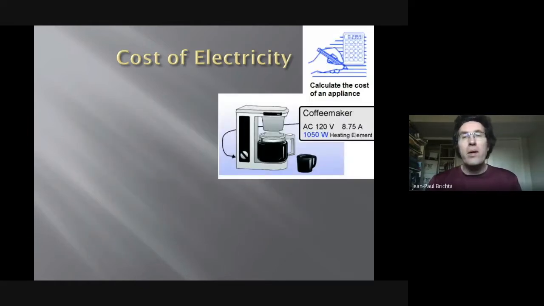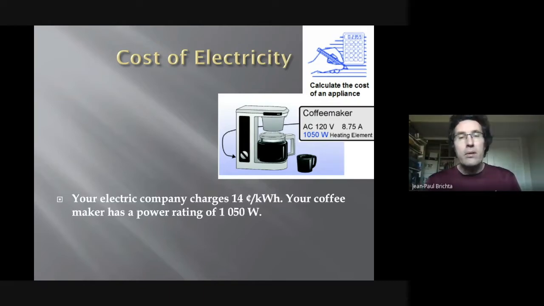Okay, so let's say that we actually wanted to figure out how much an appliance was going to cost us to run. So here's some more numbers. The electric company charges 14 cents per kilowatt hour, and our coffee maker has a power rating of 1,050 watts.